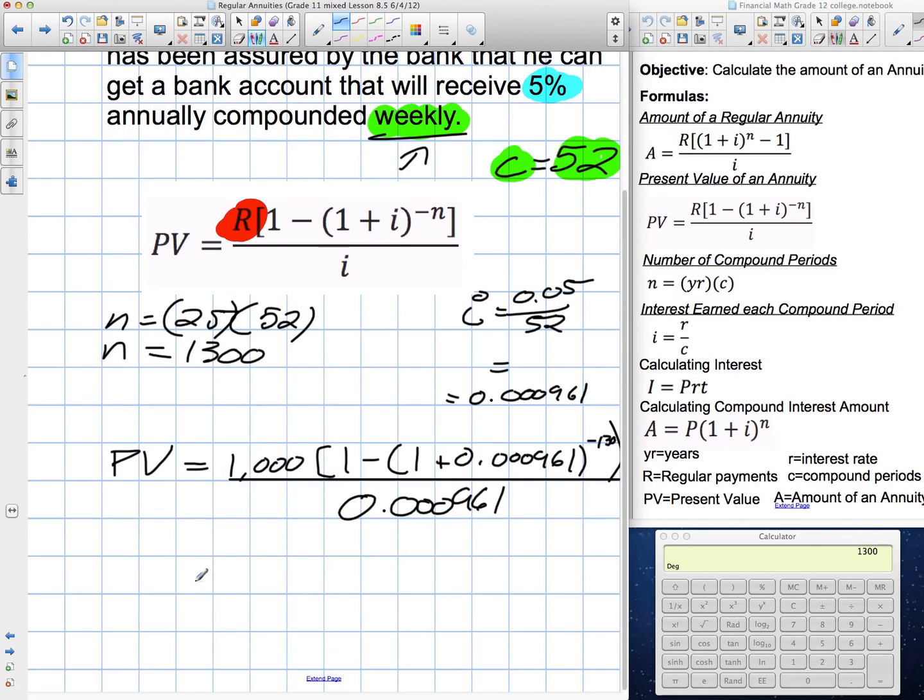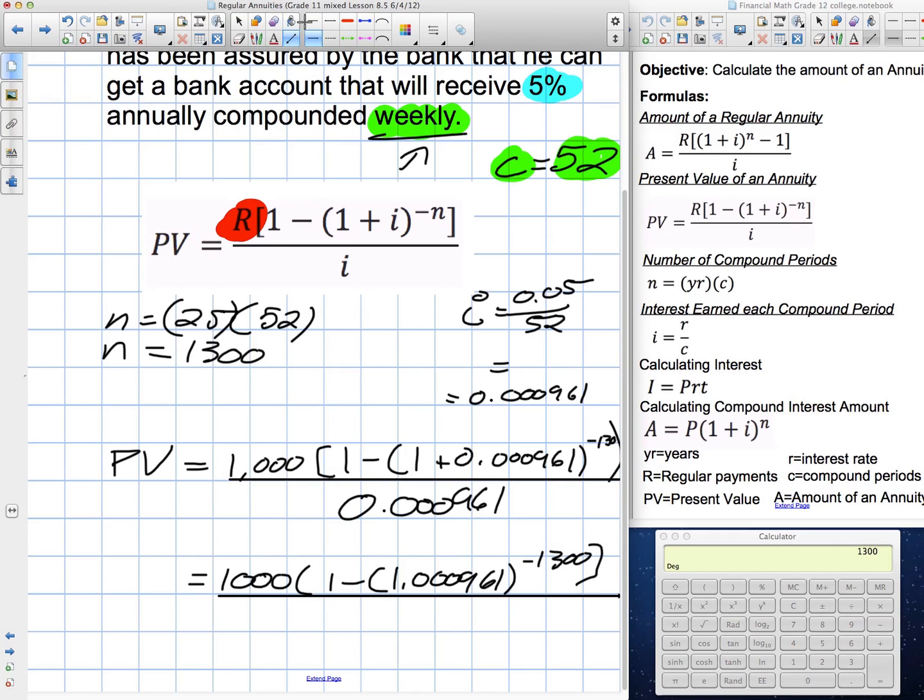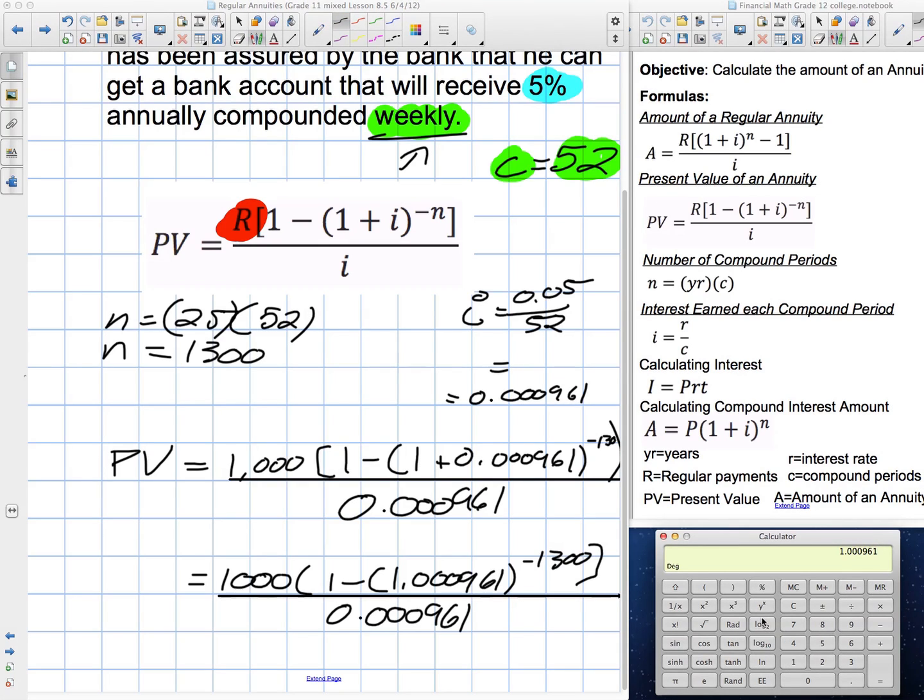We're going to go through this formula. According to BEDMAS, we deal with brackets first. So I'm going to simplify my bracket. I have 1,000 on the outside, 1 subtract 1.000961 to the power of negative 1,300, all divided by 0.000961. Oh, sorry, negative. Thank you very much. That gives us this number here.